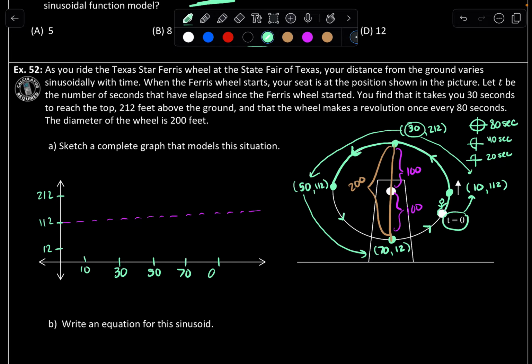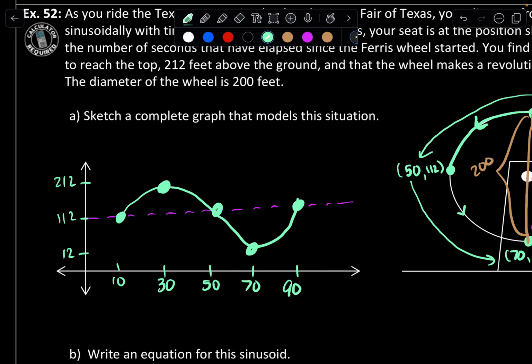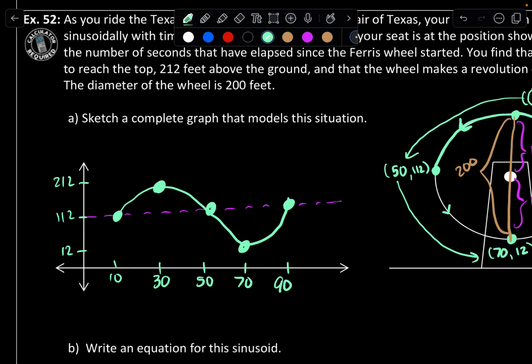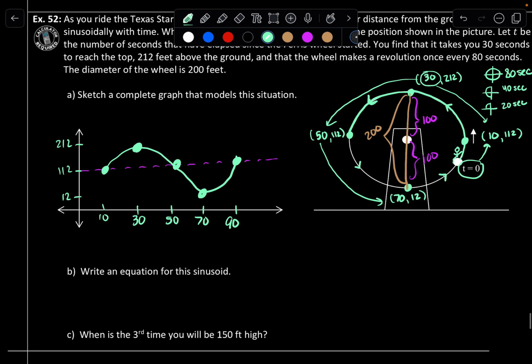So I'm going to add 20 to my 70 and get 90. So at 10 seconds, we're at 112. At 30, we're at 212. 50, we're at 112. 70, we're at 12. And then at 90, we're at 112. So here's the sketch. Again, 5 key points, label your vertical axis and your horizontal axis, and then we're good to go.